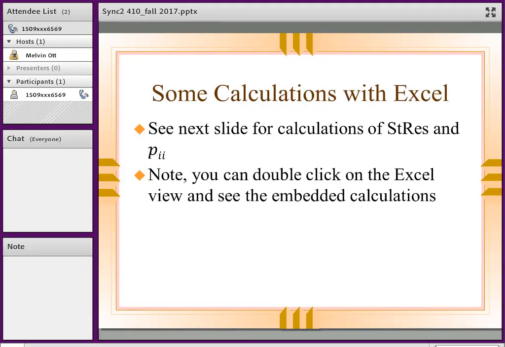But first, I just want to take a look at what the pictures will show. And I'm going to go through some of these calculations with Excel. The slides there will calculate the standardized residuals and also those p sub i's. And it won't show when I'm just looking at it here, but you can double click on the Excel view that's here, and then you can copy paste that into Excel, and you'll be able to look at the embedded calculations.